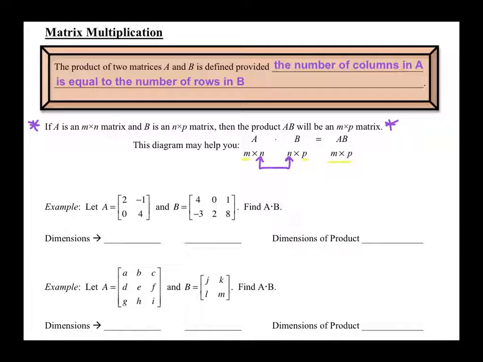So the columns in the first one have to match the rows in the second one. And you'll end up with the rows from the first one and the columns of the second matrix as your dimension. So if we look at example A, if we had a 2 by 2 matrix and a 2 by 3 matrix, these two match, so that's good. Your matrix will become a 2 by 3.